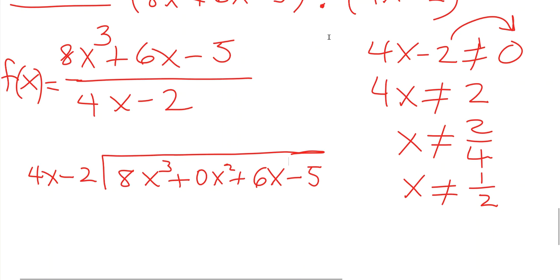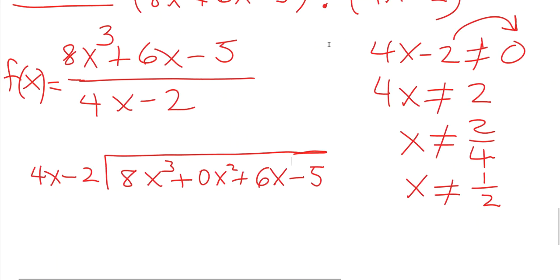We look at this and we say, how many times does 4x go into 8x cubed? 4x times what equals 8x cubed? Well, x times x squared equals x cubed. 4 times 2 equals 8. So how about 2x squared? Let's see if that works. All right, 2x squared. What is 2x squared times 4x minus 2?